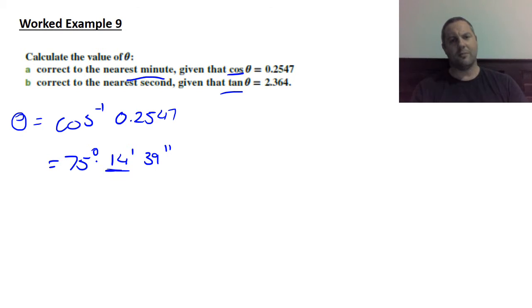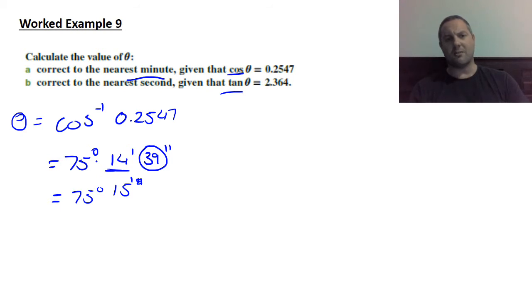Now it wants us to round to the nearest minute. Here's your minutes. We know there's 60 seconds to a minute. This is over halfway, so it rounds it up. So it becomes 75 degrees, 15 minutes. And that's your answer.